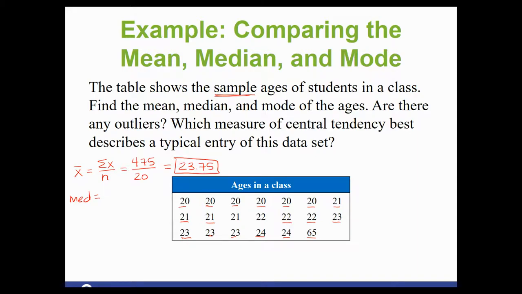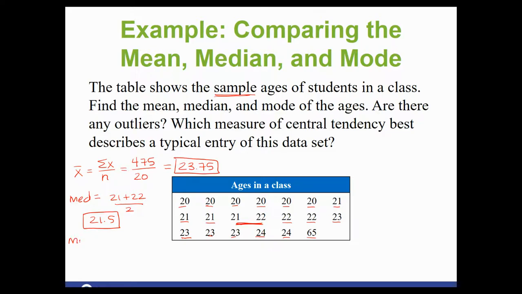I'm underlining one from the front and one from the back as I go, trying to find that middle piece. And I end up with 2 in the middle here. So because I have 2, I need to average them. 21 plus 22, then divide by 2, and I get 21.5 for my median.